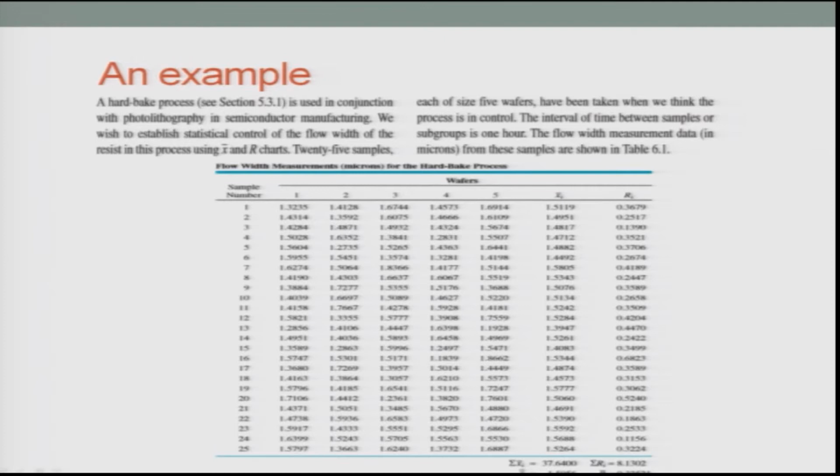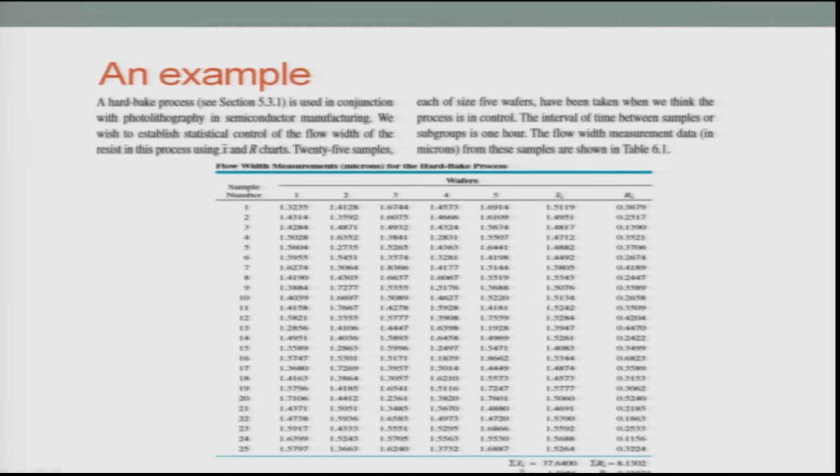A hard bake process is used in conjunction with photolithography in semiconductor manufacturing. We wish to establish statistical control of the flow width of the process using X bar and R charts. 25 samples are taken, and this information is given in the table. For the first column, you have the sample number: 1, 2, till 25.